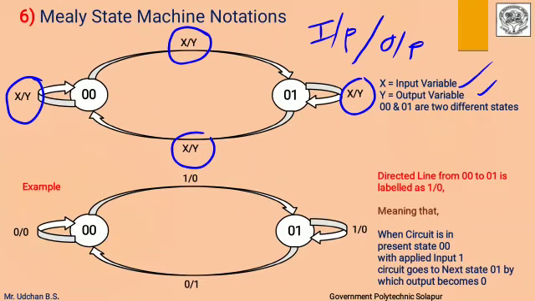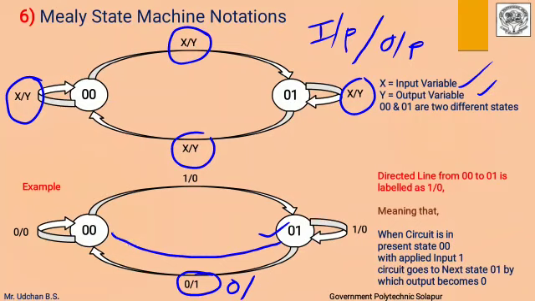Similarly, if we want to read this label, that is 0/1, we can read it as the circuit is in present state 0 1. When we apply an input 0 to this state machine, it will move to the next state 0 0, by which the output of the state machine becomes 1.